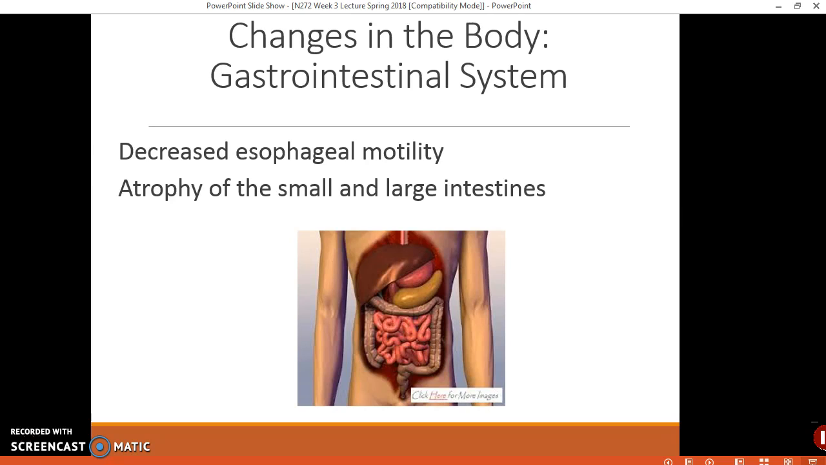Spicy foods are not good for the older adult. Fried foods, again, not good for the older adult. And part of the reason is because of this decreased esophageal motility. Atrophy of the small and large intestines begins to occur also. The men that could eat large meals can no longer eat the large meals anymore because of the shrinking of the small and large intestine.